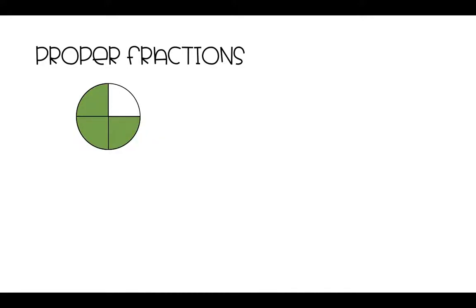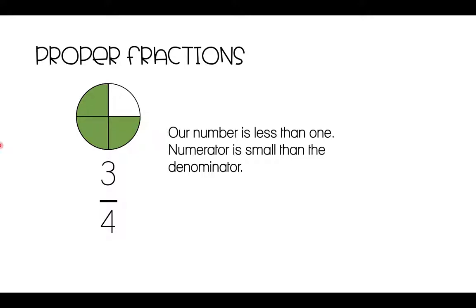So let's begin with proper fractions. Proper fractions are when we have a number that is less than a whole. So it's made up of a number of parts out of a whole, but it's not more than a whole. In this case, we have 3/4, and we know that the denominator is bigger in this case than the numerator, and the denominator is how many parts make up our whole. So in this case, we have 3 parts out of our whole, and our whole is made up of 4 parts.